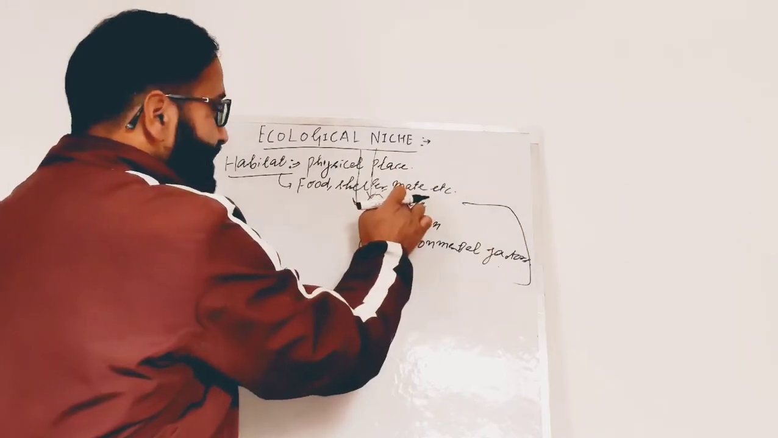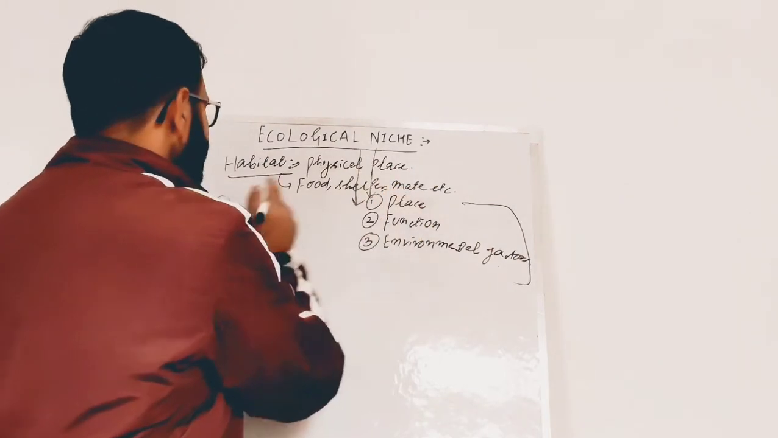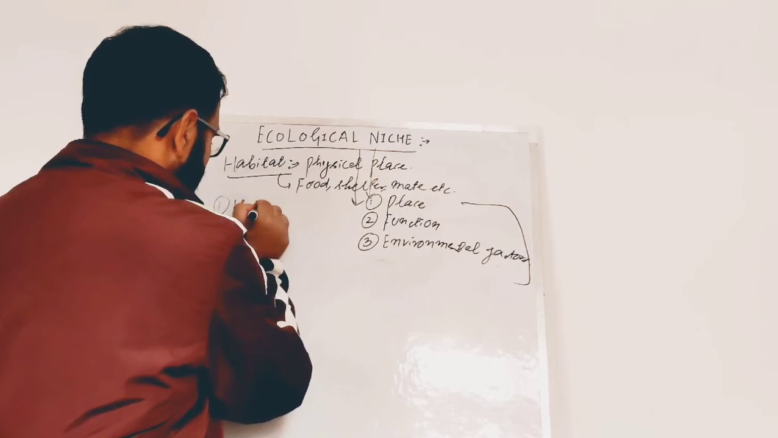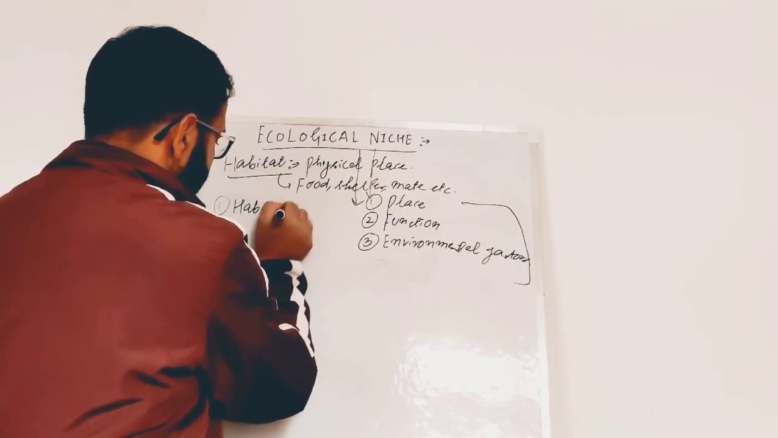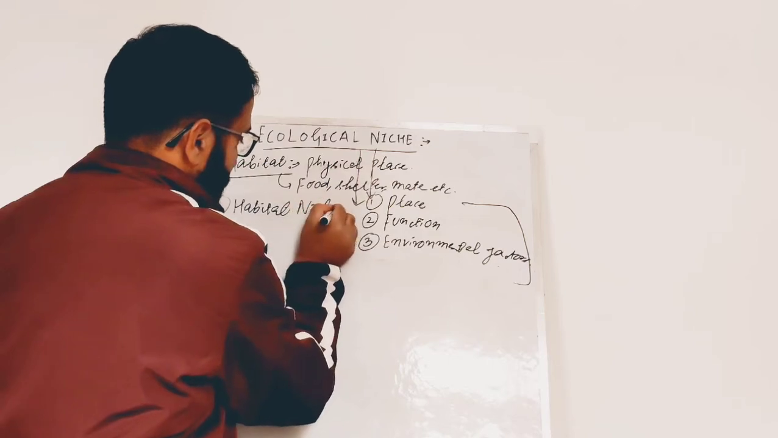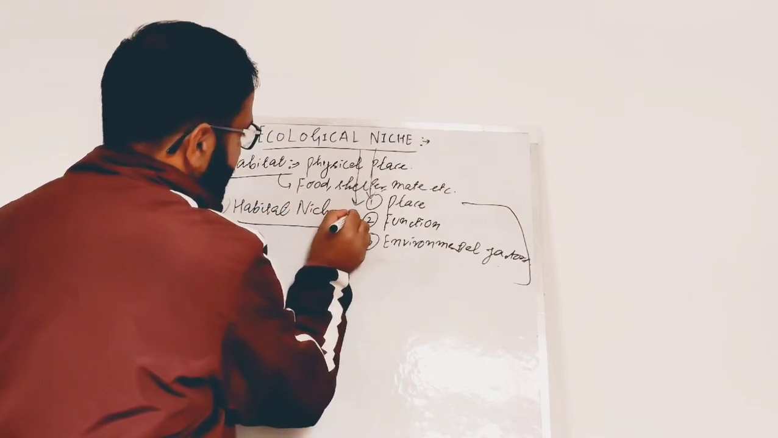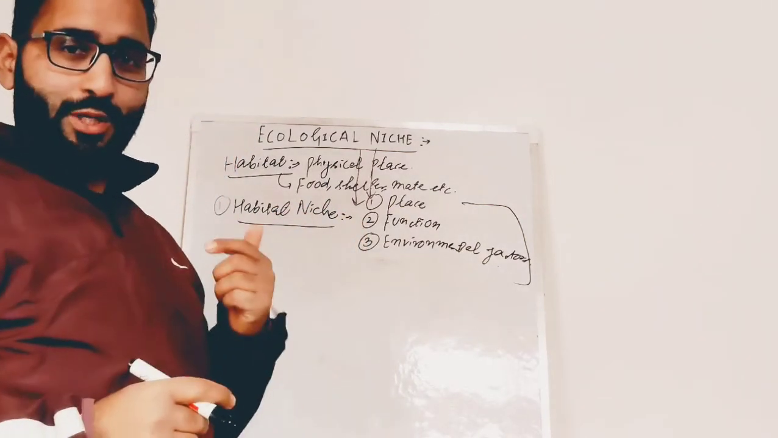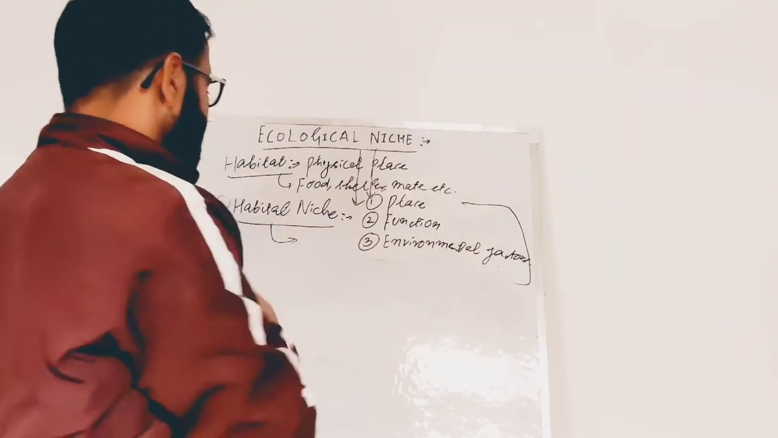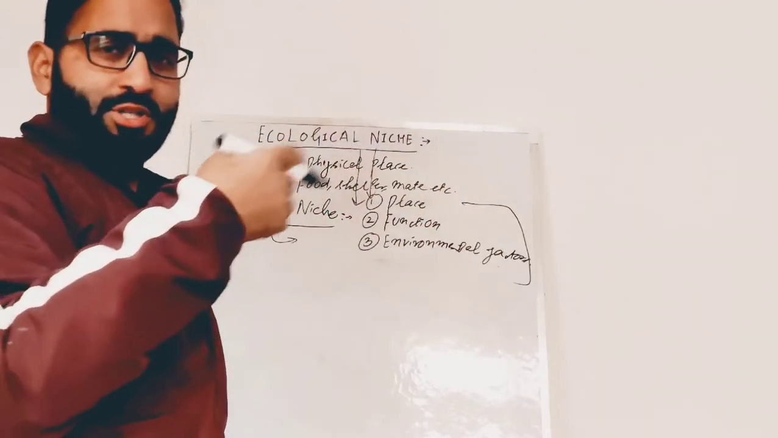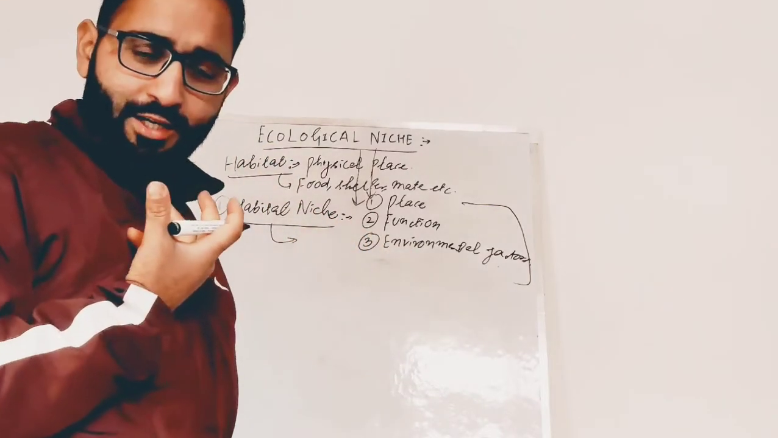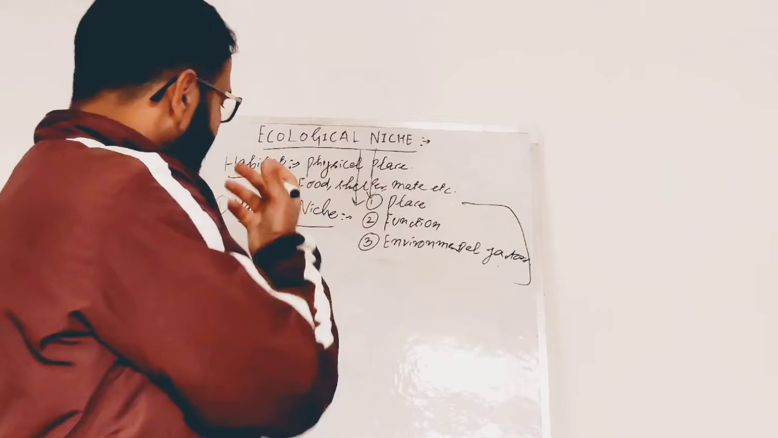The first tells us the place where an organism lives. This is habitat niche. Habitat niche will tell us about the physical place where an organism lives. For example, different species, different animals are living in different areas. Those areas where they are living would be their habitats.